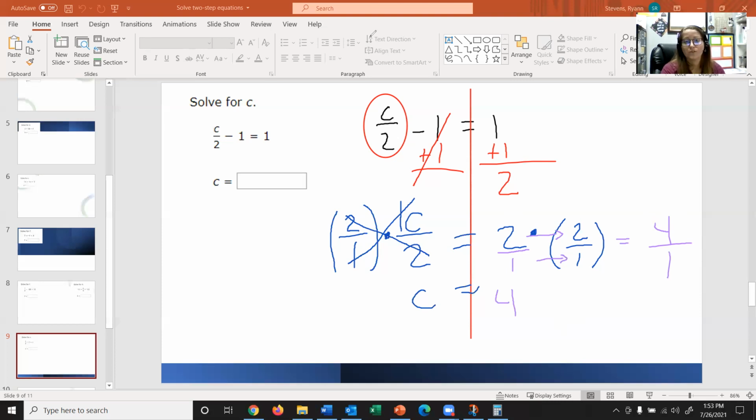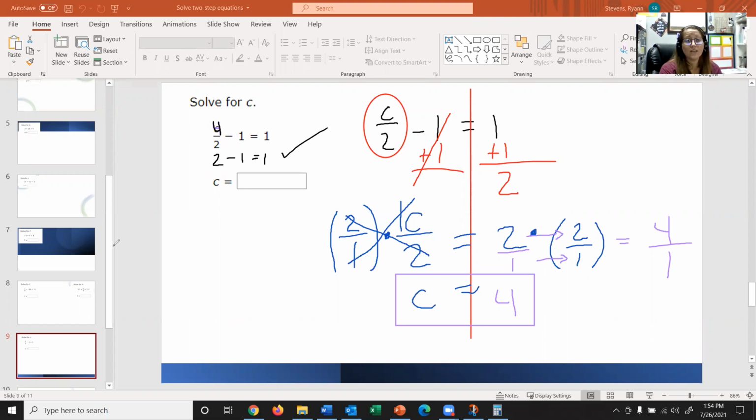Okay. So then we can go back and we can check this by placing 4 in the numerator. I'm going to change this so it's easier to see. So 4 divided by 2 is going to be an answer of 2. 2 minus 1 will give us an answer of 1. This is going to tell us that C equals 4 is going to be correct.